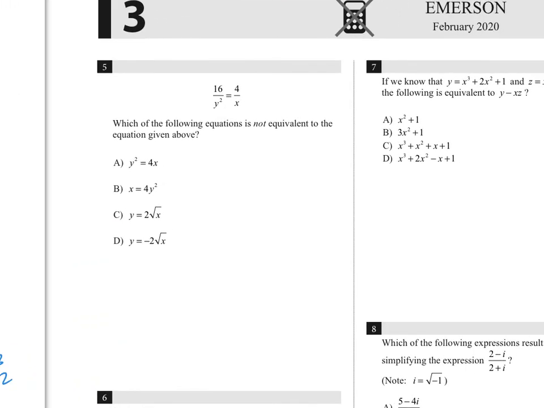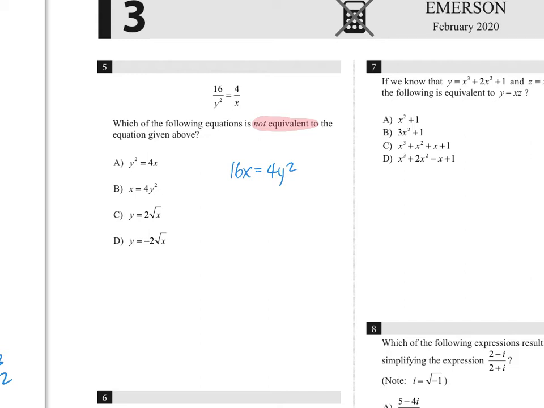On to number 5. This is another proportion. Oh my goodness, lots of proportions on this test. So if we cross multiply in this one, we get 16x equals 4y squared. Now this is where we're looking again for something that is not equivalent. So reading certainly is important here. Make sure you always read carefully.